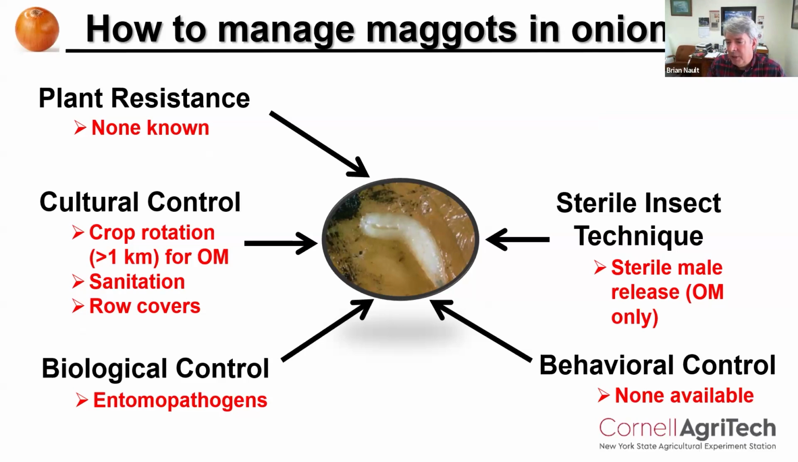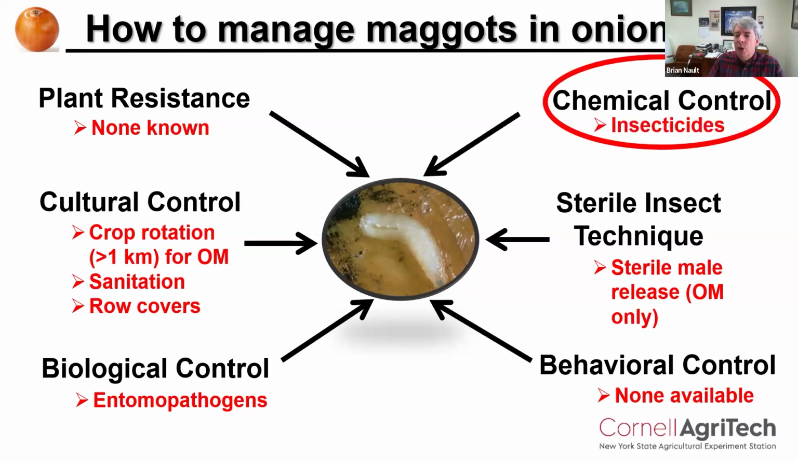And another limitation of this particular technique or approach is that it doesn't kill seed corn maggots. So you'd have to also have a sterile insect technique for seed corn maggots to make this really, really highly effective. So as a consequence, we're left with insecticides and chemical control.